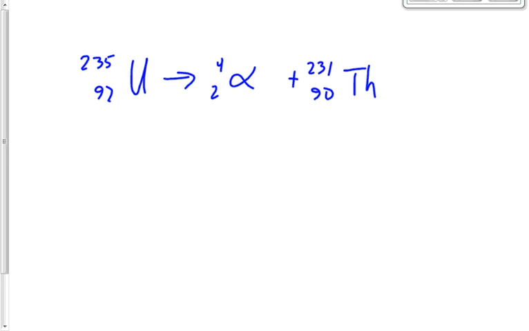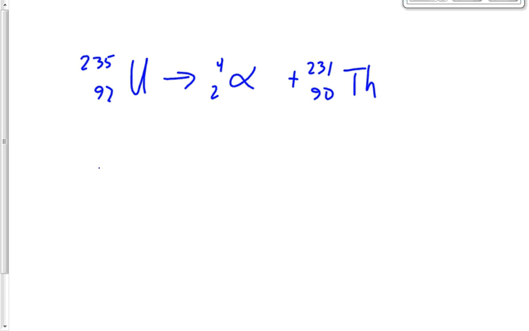Anything else produced there? No, that's it. That's it. I'm sorry? Yeah, you could. That's right. You could call that 4,2 helium if you wanted to. It's exactly the same thing, but we're not going to say that anything in addition to that is produced. We can call it something different if we want, but it's not something else in addition to what we already have there.